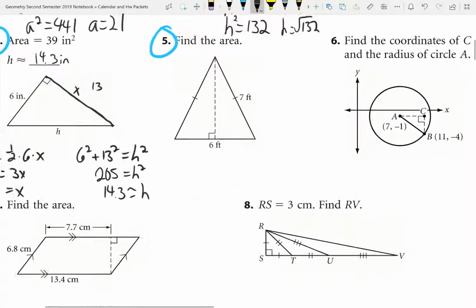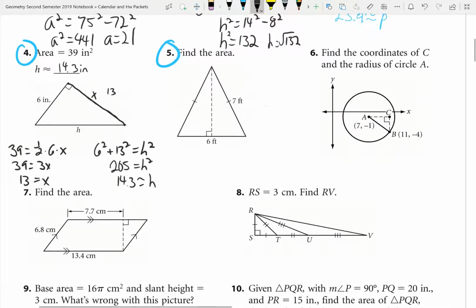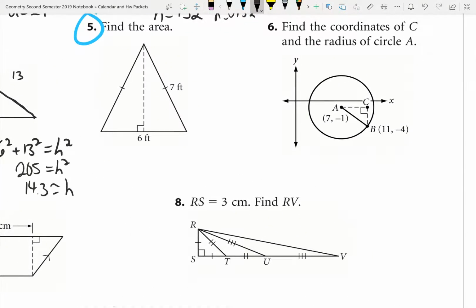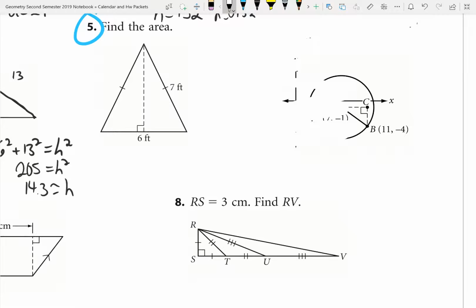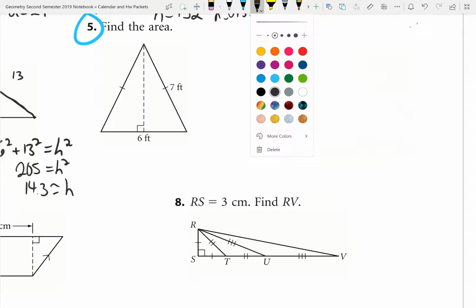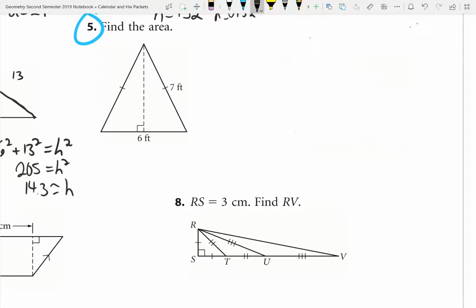14.3 inches. Okay. So that's 4. And then with 5, we need to find the area. So again, I'm going to give myself some more room here. Okay, so we need to find the area. Well, the area of a triangle, as you know, is 1/2 base times height. Now, the base is 6, so what's the height?